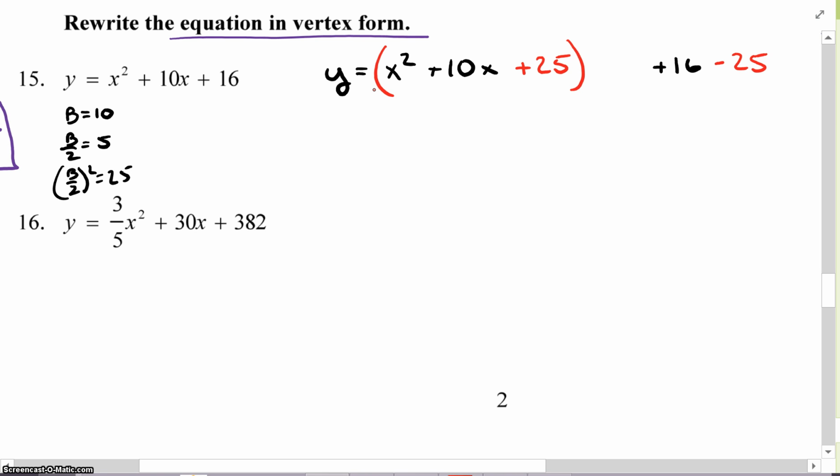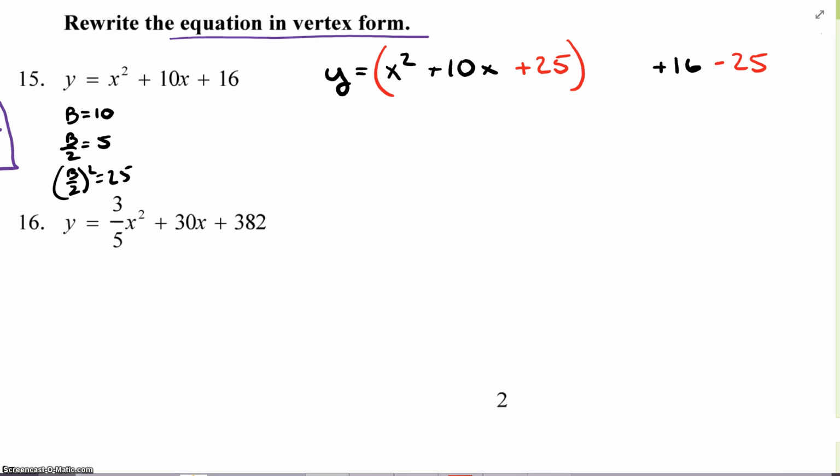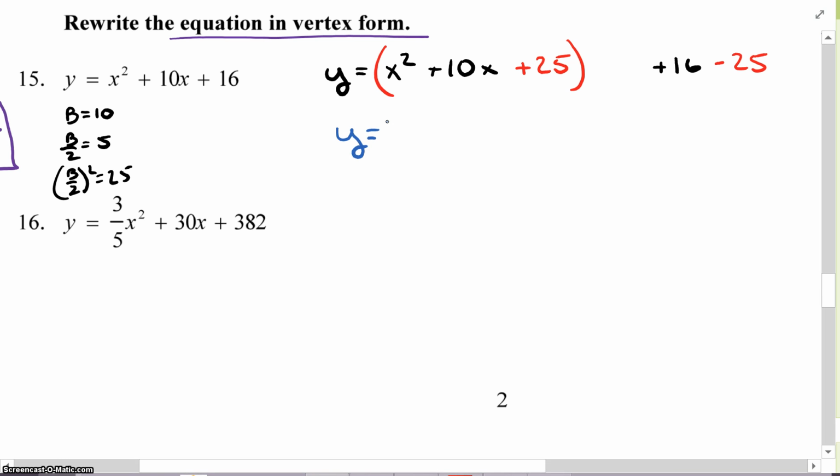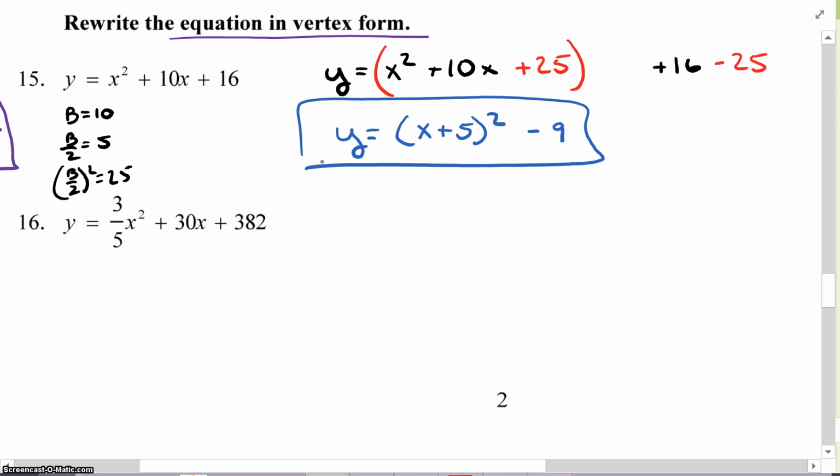Okay, what is in parentheses now is a perfect square trinomial, so I can rewrite that as y equals x plus my b over 2 value, which is 5, squared. The right side, I just add 16 minus 25. Sum those together, I'm going to get negative 9. So my answer is y equals, in parentheses, x plus 5 squared minus 9.